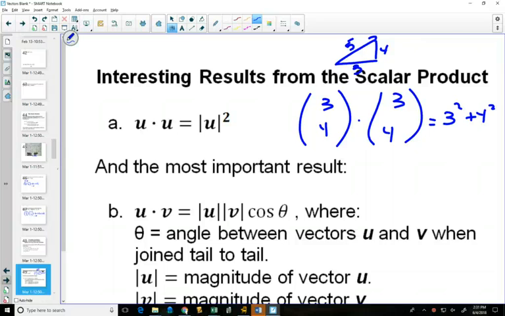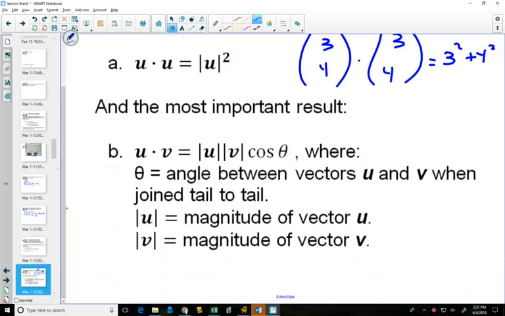Wow, it comes back again. Never rid of it. And the most important result is the dot product is the length of one vector times the length of another vector times cos of theta, where theta is the angle between those two vectors. So if I have the vector u here and the vector v here, and so those vectors are joined tail to tail, there is only one angle between those two vectors. That would be the angle theta. So if you take the length of u, the length of v, and multiply it by cos theta, the angle in between, you get the dot product.